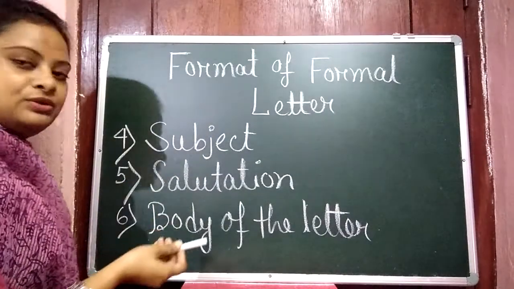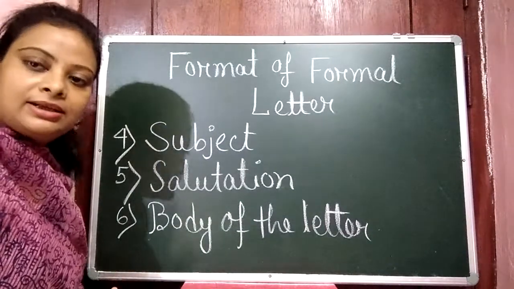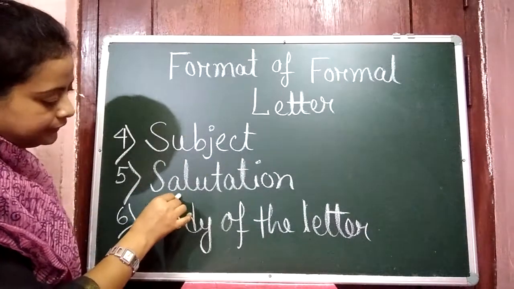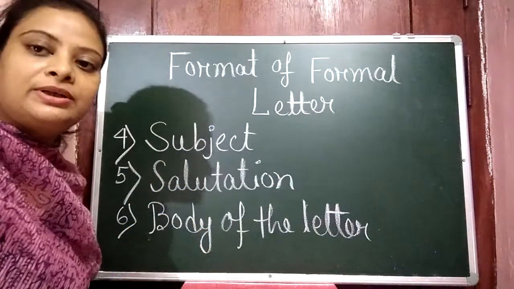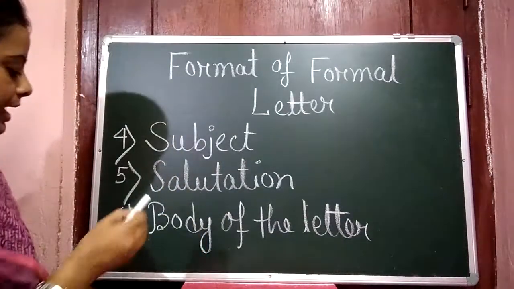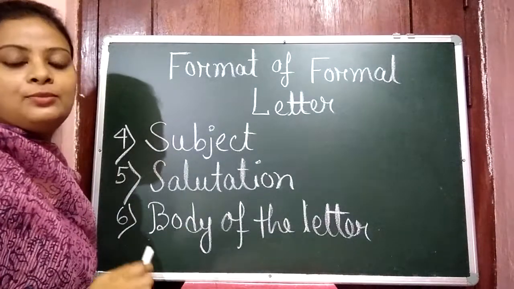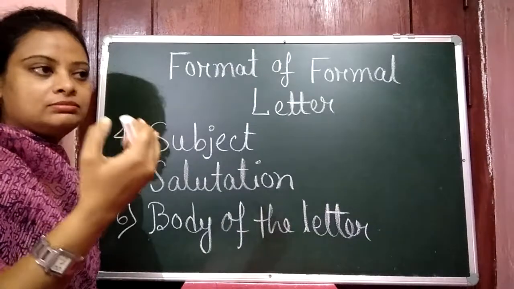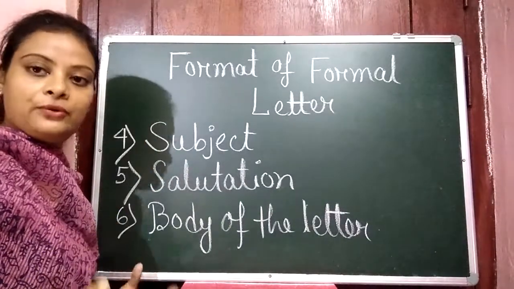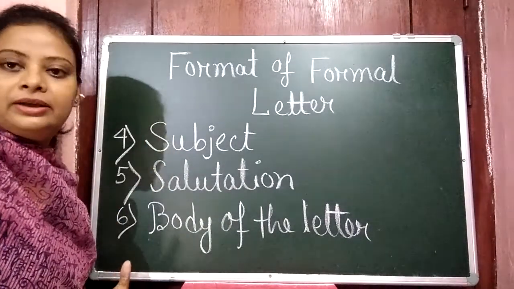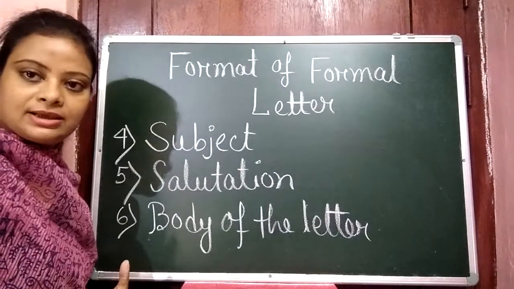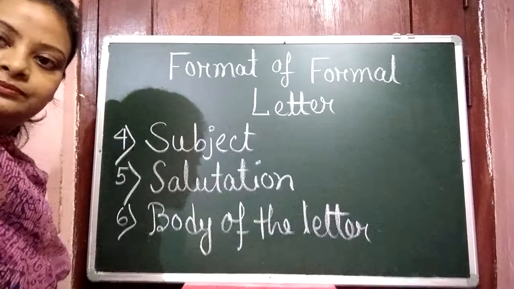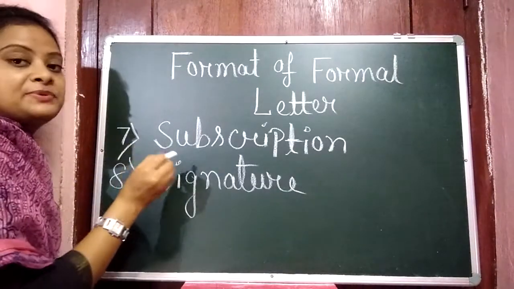Number 5 is salutation. As usual in an informal letter, just like an informal letter has a salutation, so you have to salute here. You have to refer to the person you are writing the letter to. And number 6 is the body of the letter. The most important part is it. The body of the letter is whatever you want to write, whatever you are requesting, appealing for a leave, whatever you are asking for, that should be in the body of the letter.